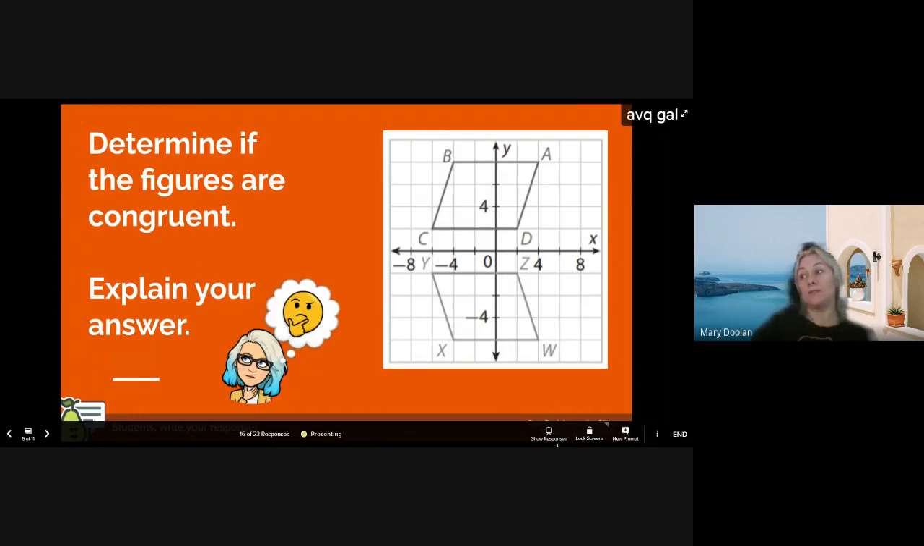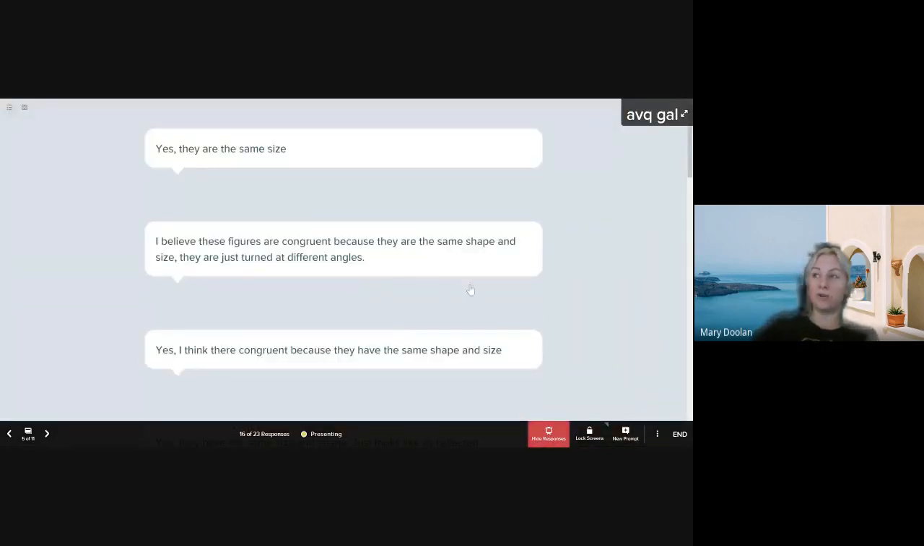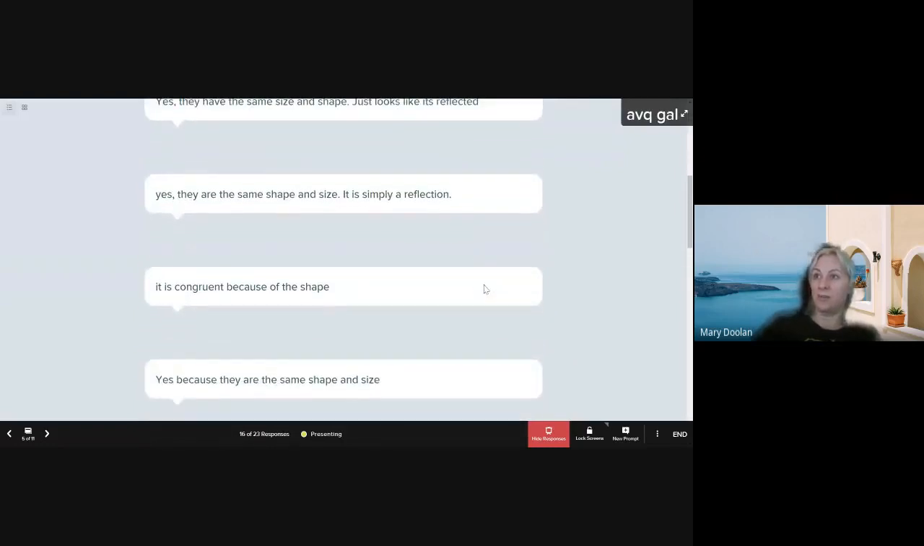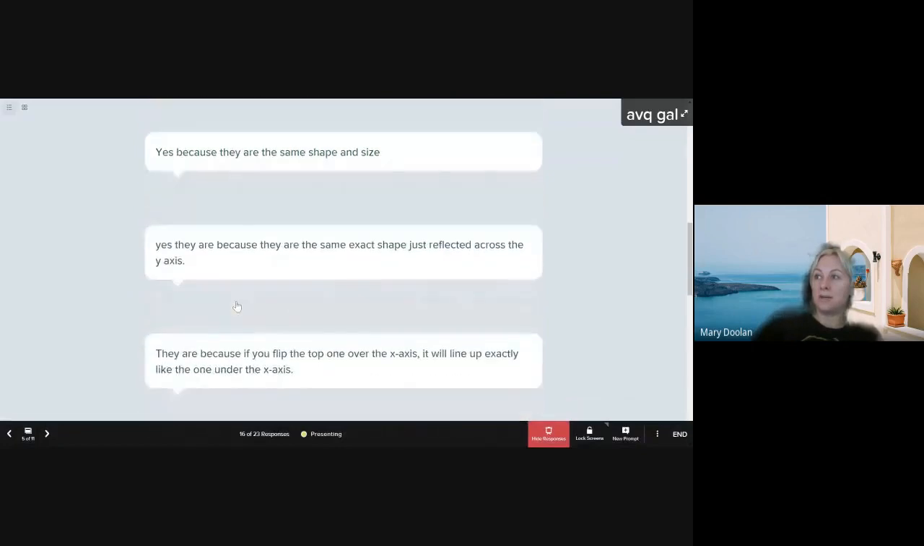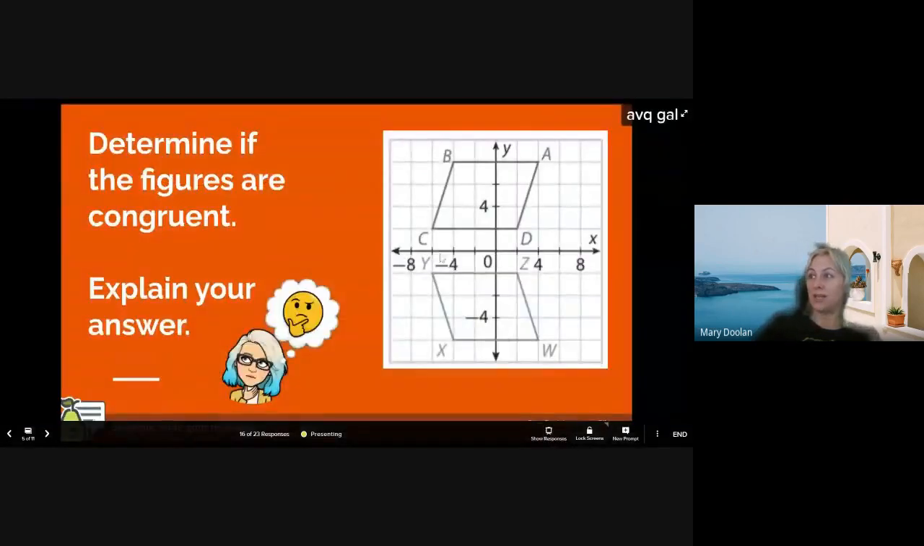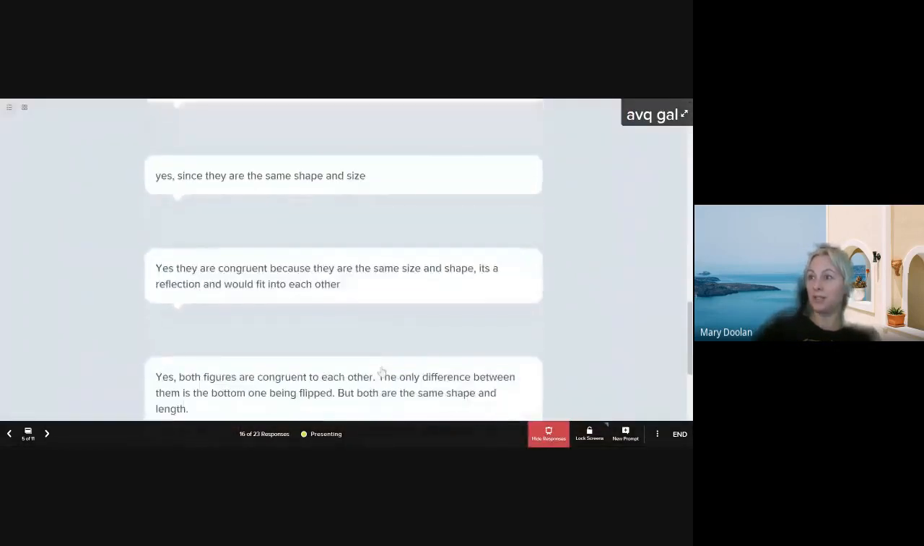just reflected. Okay, and where are we reflecting over? What is our line of reflection? Let's see, did someone figure that out? What is the line of reflection? Not the y-axis. They are, because if you flip the top one over the x-axis, it will line up exactly like the one under the x-axis. Yes, this is a reflection over the x-axis. That is absolutely correct, the x-axis. So that's your mirror line. That's where you're flipping it over, reflecting it over. Okay, good job.